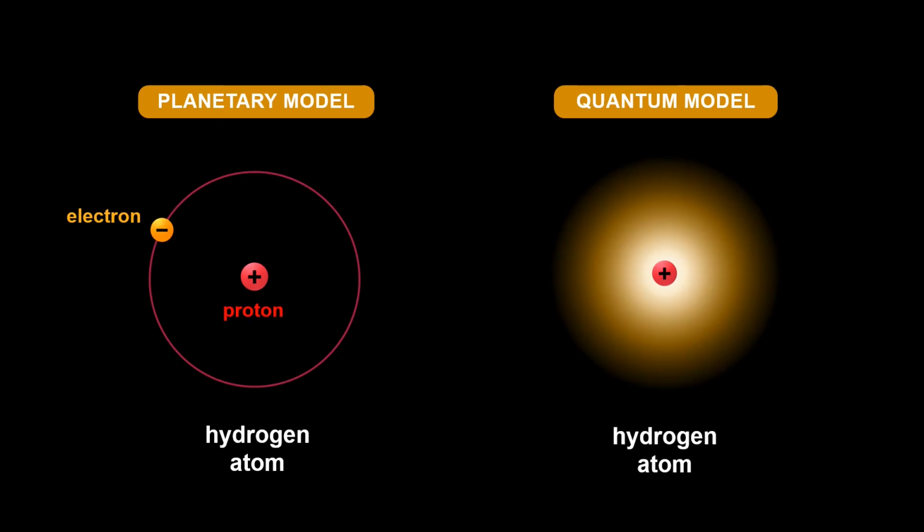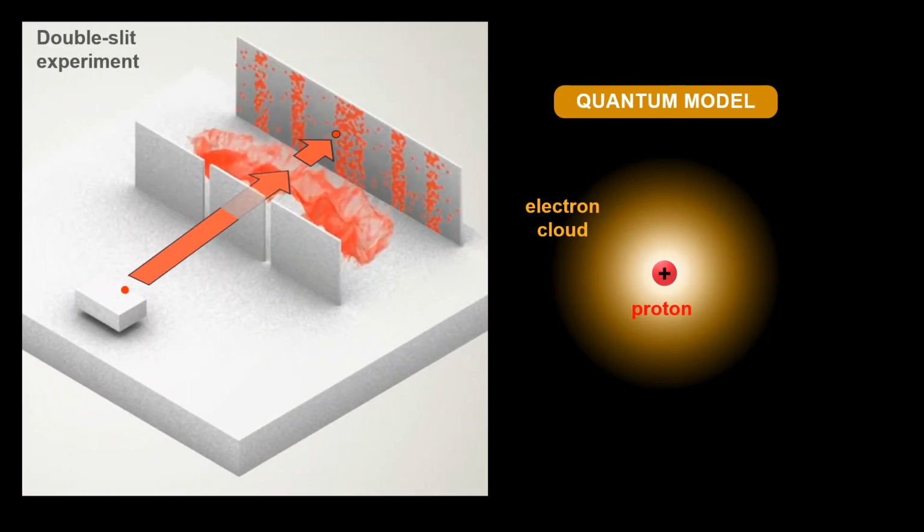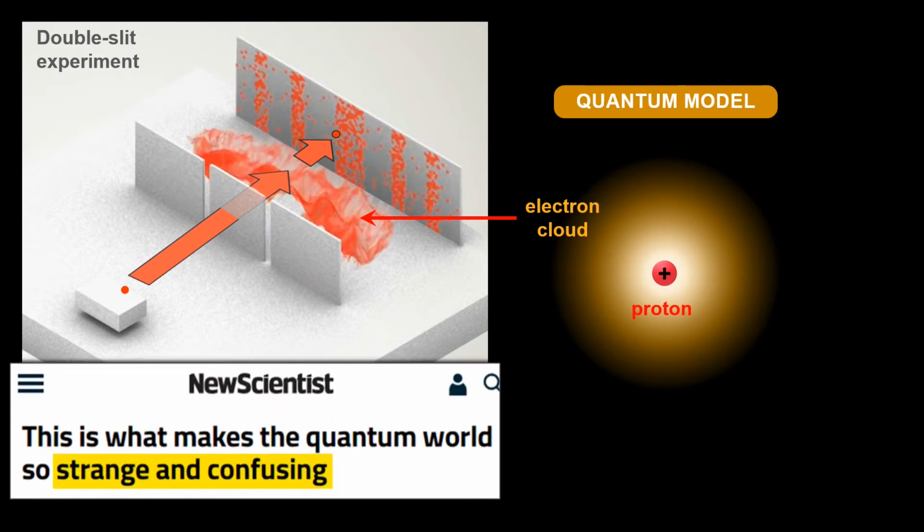However, in the quantum model, this single electron is depicted as an electron cloud. This electron cloud is best explained using the double-slit experiment we discussed previously. The electron cloud in the quantum model is the same uncertain, undefined cloud that we see here before the electron hits the detector screen. We previously saw how strange and confusing the electron's behavior was in this experiment. And now we can see that the strangeness and confusion is baked into the definition of the atom.